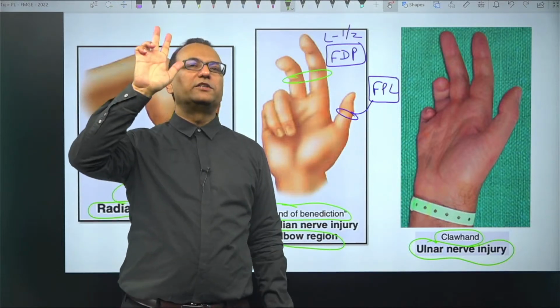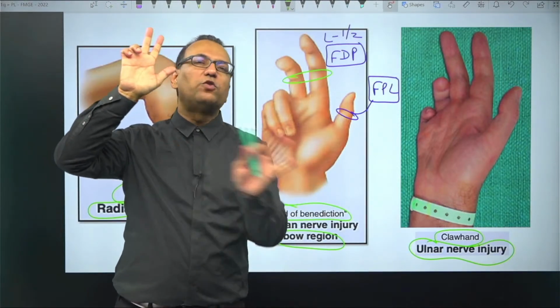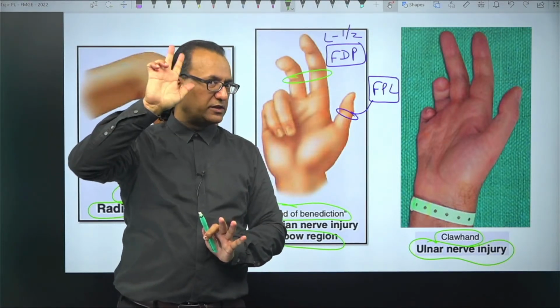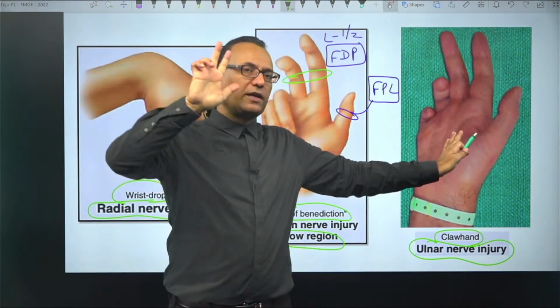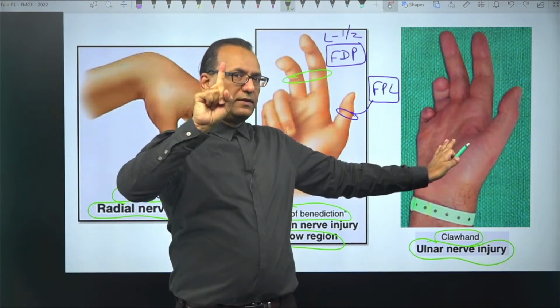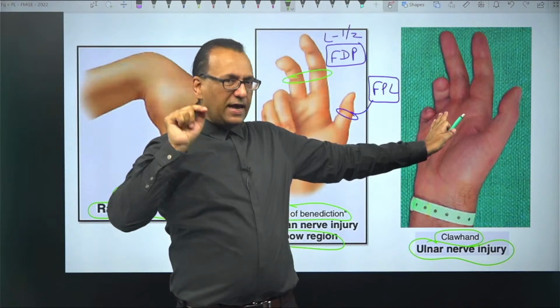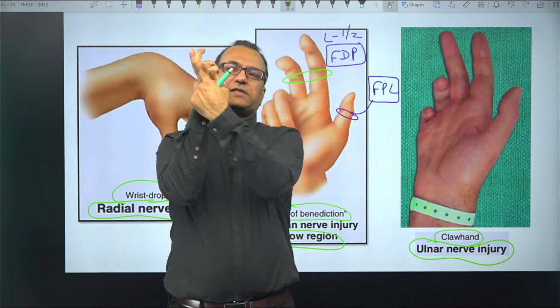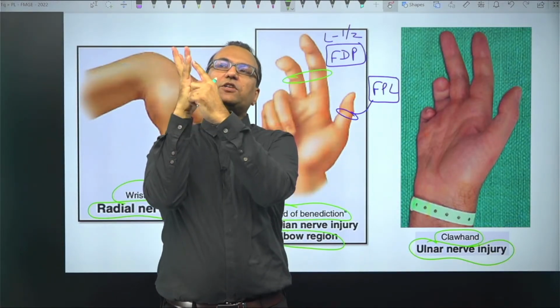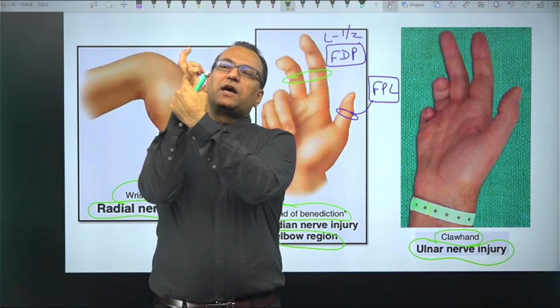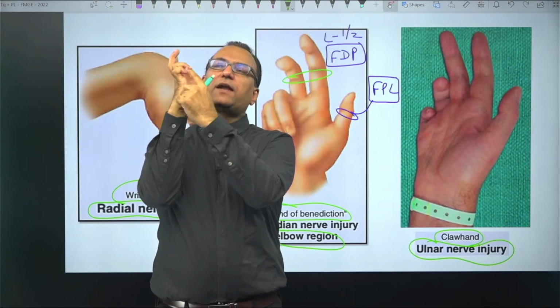Patient will come to you like this. You are not asking the patient to do anything. It is always like this. This is ulnar claw hand. It is a deformity always existing. One thing. Second thing, in ulnar claw hand, there is hyperextension of MCP joint and flexion of IP joint.